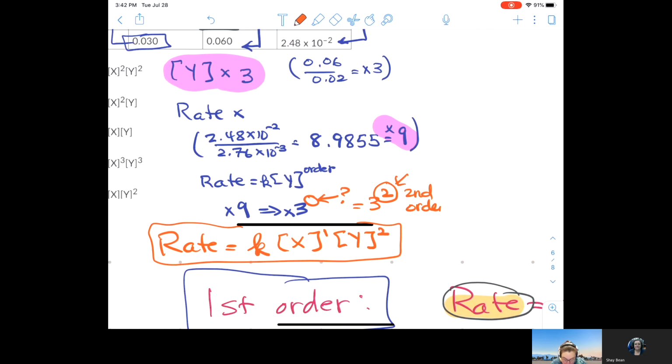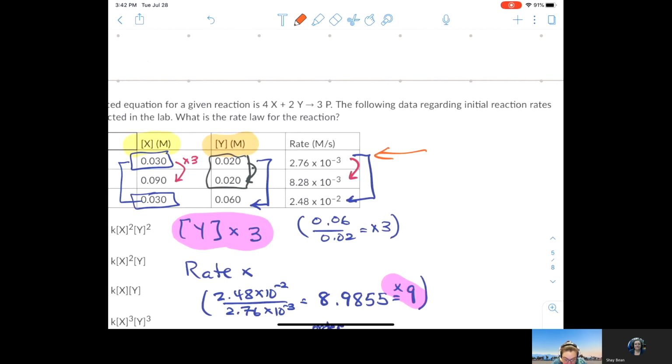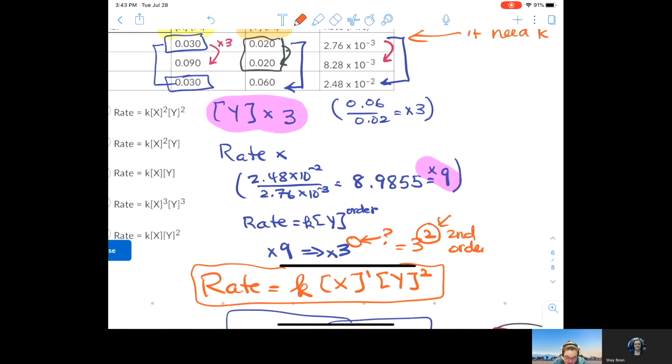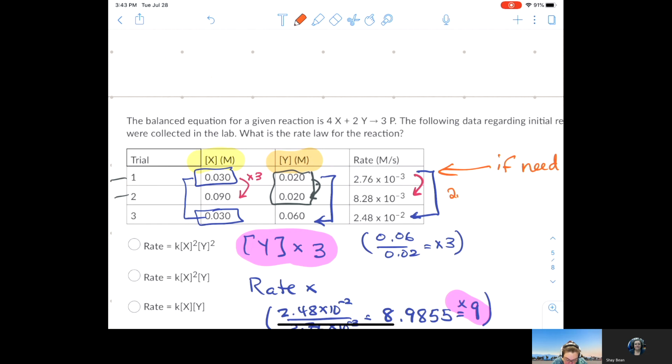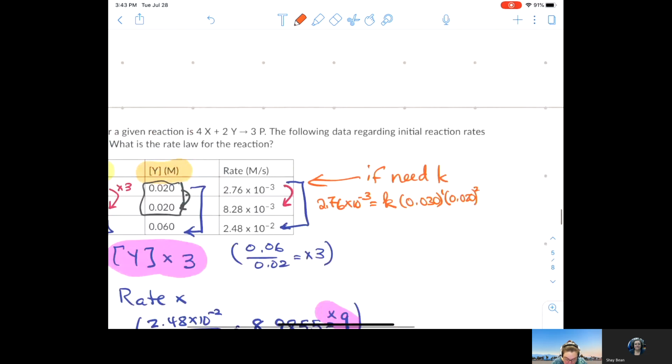If it required a numerical value of K, the rate constant, solve for it. Use the data for one of the trials, plug into that rate law, and solve for K. So I would plug in the value of the rate: 2.76 times 10 to the minus 3 equals K times the concentration of X, raised to the first power, and the concentration of Y, raised to the second power, second order, and I solve for K.